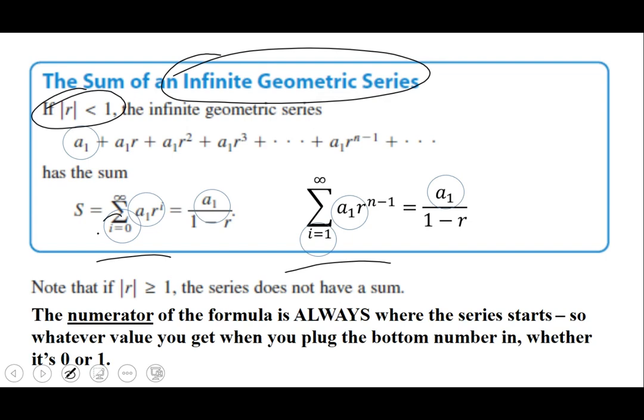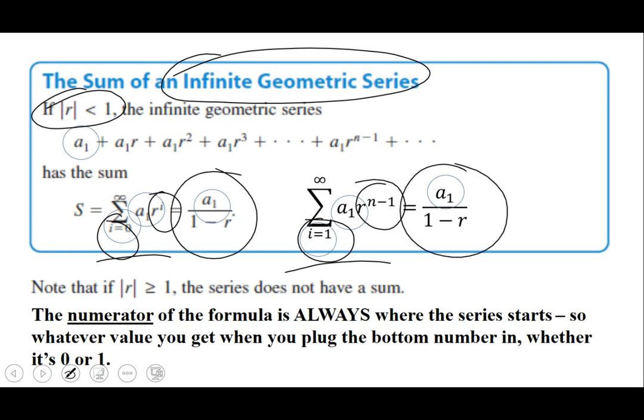So notice that when it starts at 0, you're going to have just r to the variable, whereas if it starts at 1, you're going to have r to the variable minus 1. Regardless, the formulas are the same. And the numerator of the formula is whatever you get when you plug in the bottom number, whether it's 0 or 1. So this formula is always where the series starts, whether it's 0 or 1. An important thing to notice here is that if the absolute value of r is not less than 1, then the series does not have a sum because it just keeps getting bigger and bigger and bigger, and you will denote that by saying no sum.